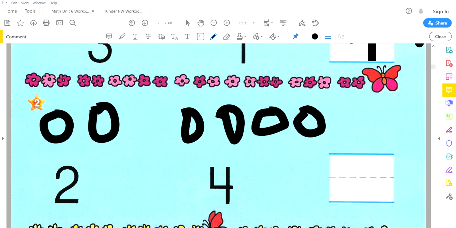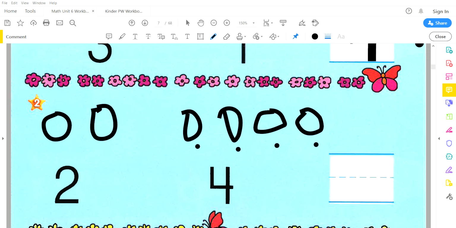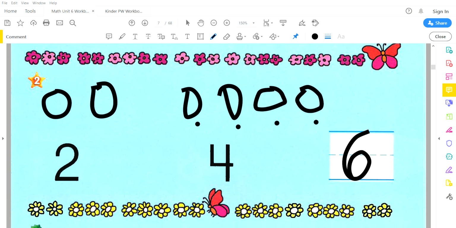Okay, now we're going to count on to see how many there are in all. Let's count our first group, which is 2. Go ahead and say the number 2. Then we're going to count on 2, 3, 4, 5, 6. 2 and 4 is 6. Would you please write a 6 on the handwriting line? Excellent job. Let's take a look at number 3.